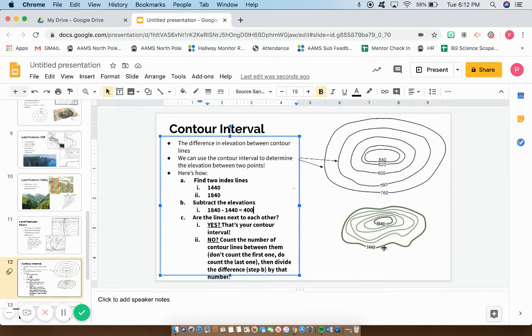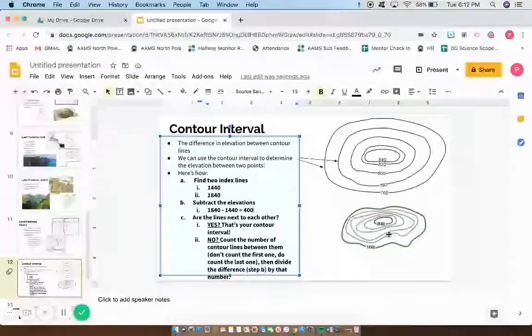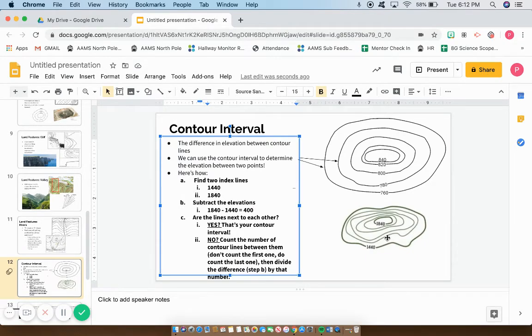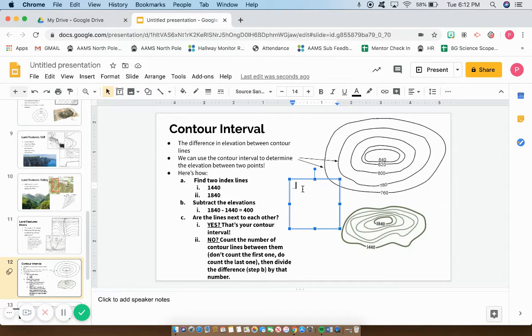Are the lines next to each other? Nope. So let's go down to this step. We count the number of contour lines between our two index lines. We don't count the first one, do count the last one. So we're going to skip that first one and count 1, 2, 3, 4, and 5. I'm going to go ahead and write that number down so that I don't forget it. We have 5 contour lines between the index lines.